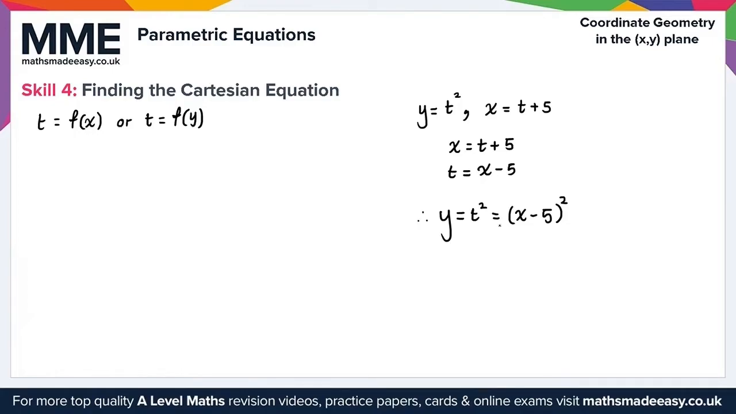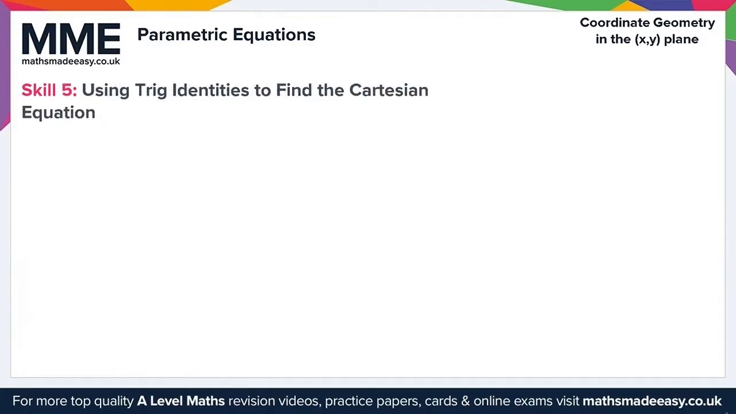Okay, so that gives us everything we need there for skill 4 on finding the Cartesian equation. Moving on to skill 5 now, which is taking a look at using trig identities to find the Cartesian equation.